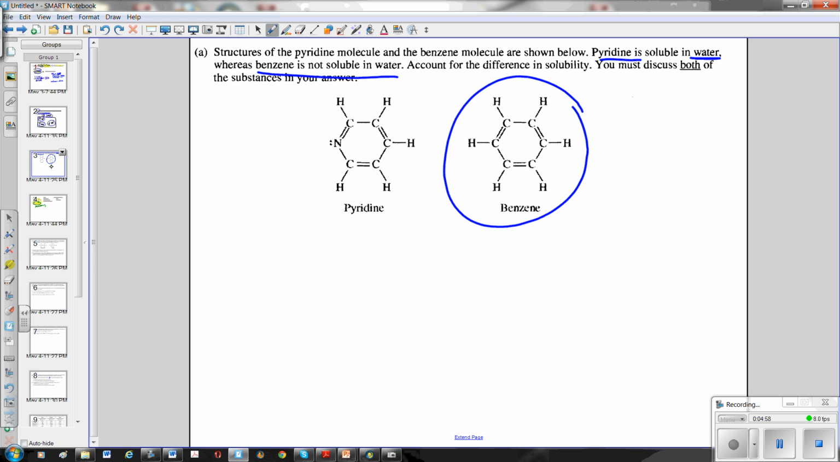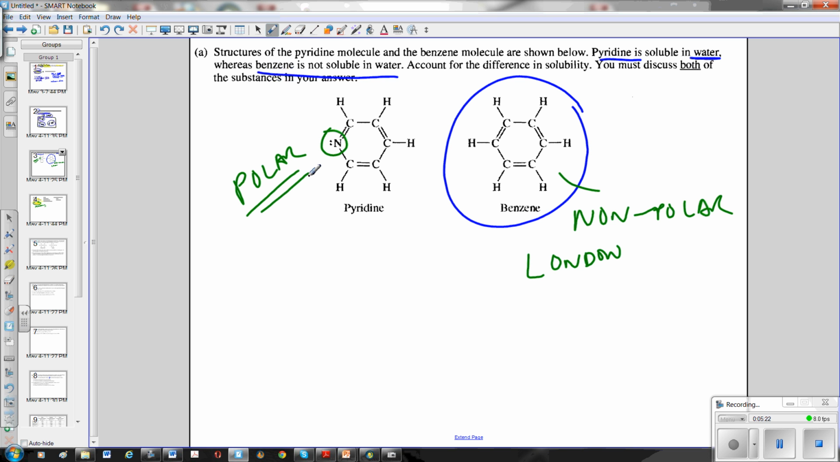So we come back to this problem right here. Benzene only contains carbon and hydrogen, which means this molecule is nonpolar. If it is a nonpolar molecule, the only force it has is London forces. Pyridine here, if you notice, zoom in right there, has the nitrogen with the lone pair of electrons, which is going to make this molecule polar. We should know from taking chemistry that water is a polar molecule. And remember, substances that are polar dissolve in polar substances a lot more easily. Therefore, this one is more soluble because it's polar, and that one is less soluble because it's nonpolar.